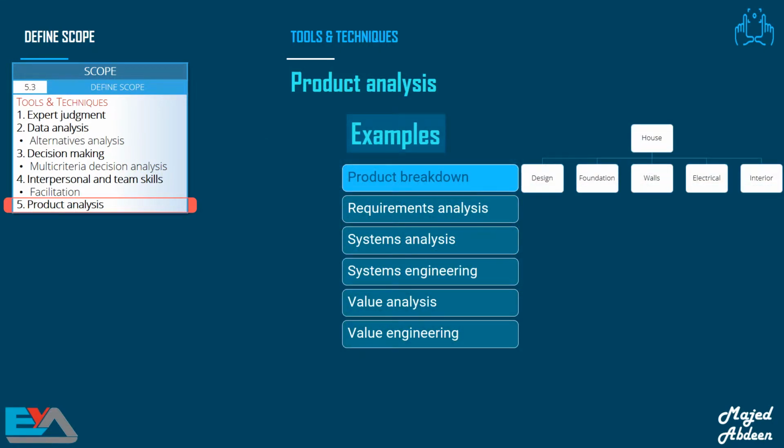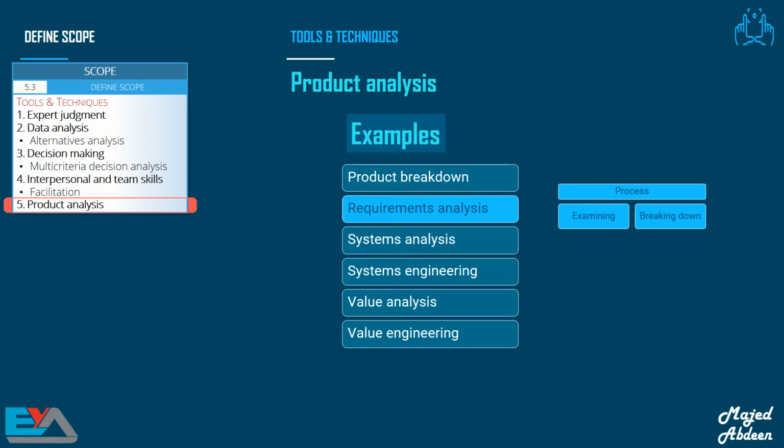An example of product analysis is a product breakdown, which is like creating a WBS, which we will learn about next. You can also create a hierarchical product breakdown structure that details the physical or logical components of a particular product or system under consideration. For example, a house is a product. We can break it down into design, foundation, walls, electrical, and interior.